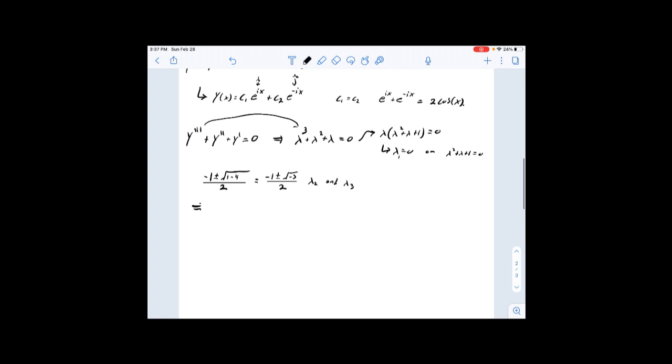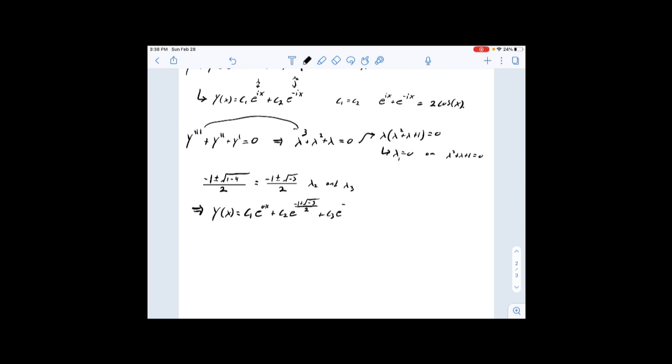Okay, so then again, my y of x is just going to be equal to c1 e to the lambda 1, which is 0, times x, plus c2 e to the lambda 2. Lambda 2 in this case, I'll just choose the plus, plus c3 e to the lambda 3, which is negative 1 minus root negative 3 all over 2.